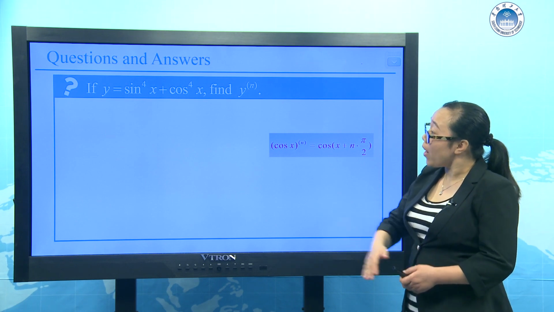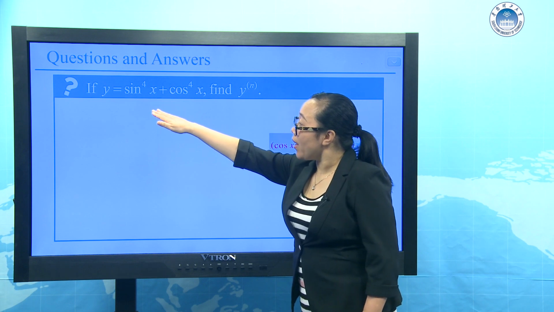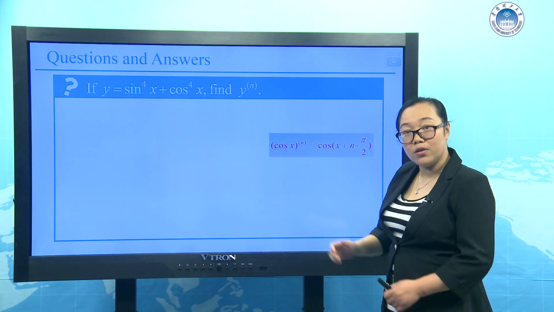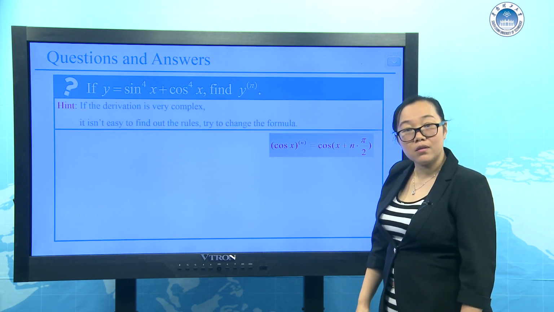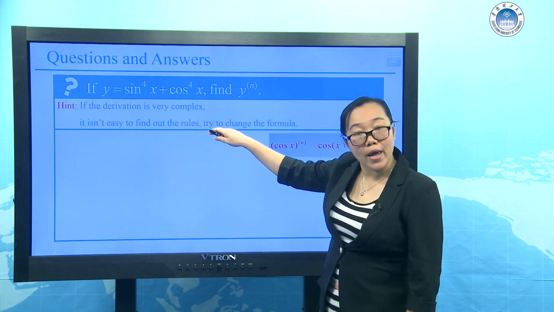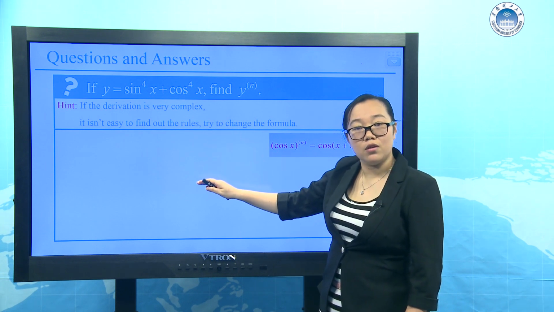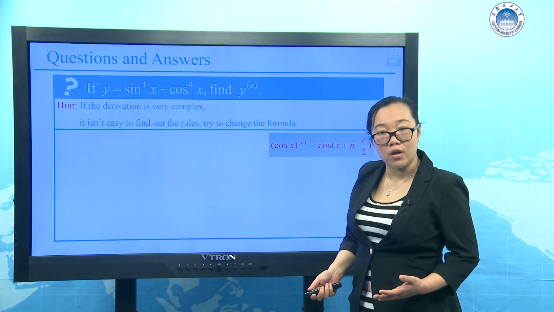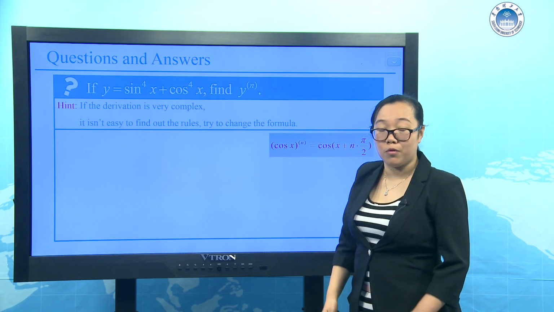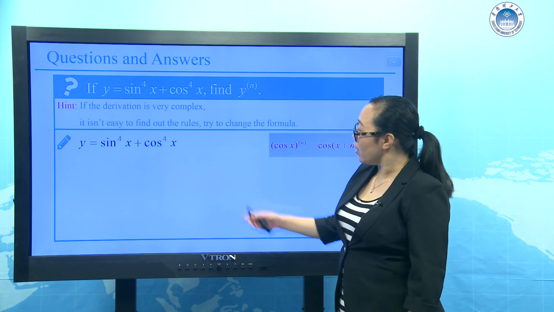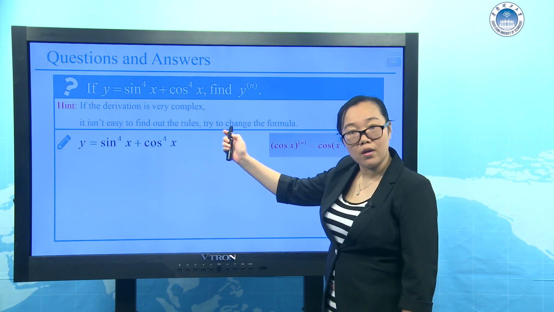So now try to make y into a special case, cosine u. Using this idea, if the derivation is very complex and it isn't easy to find the rules, try to change the formula into another formula. So now look at this question: y equals, it is our original formula.